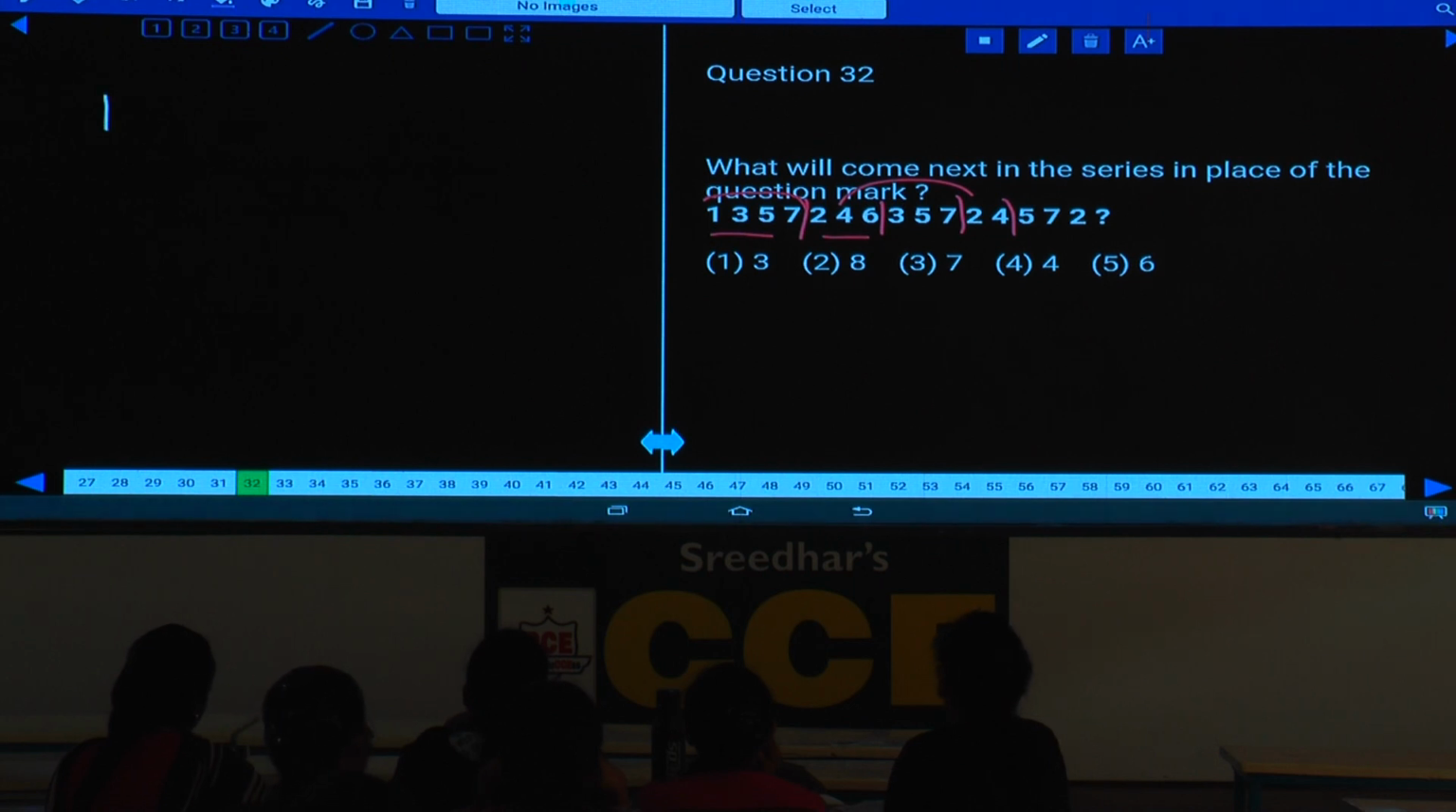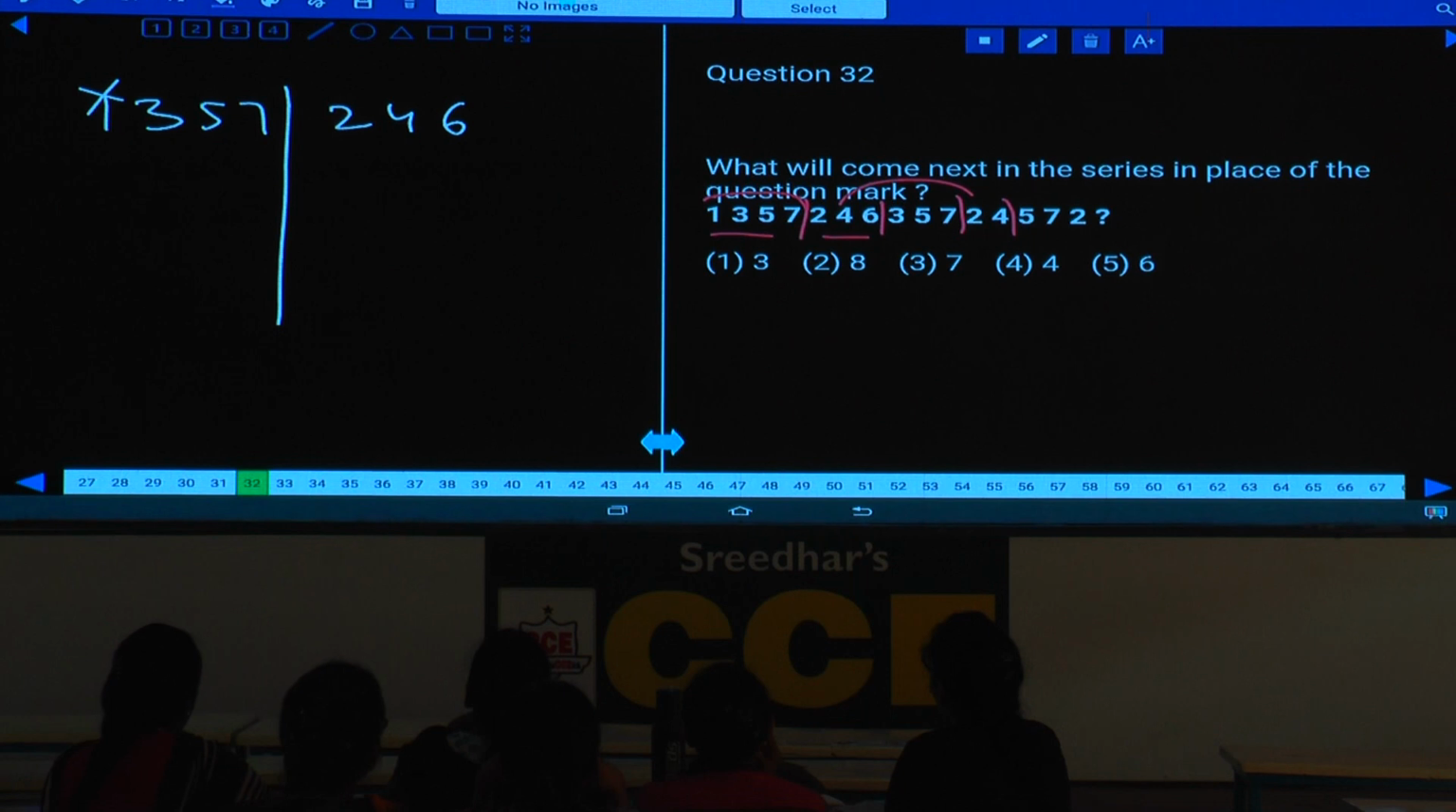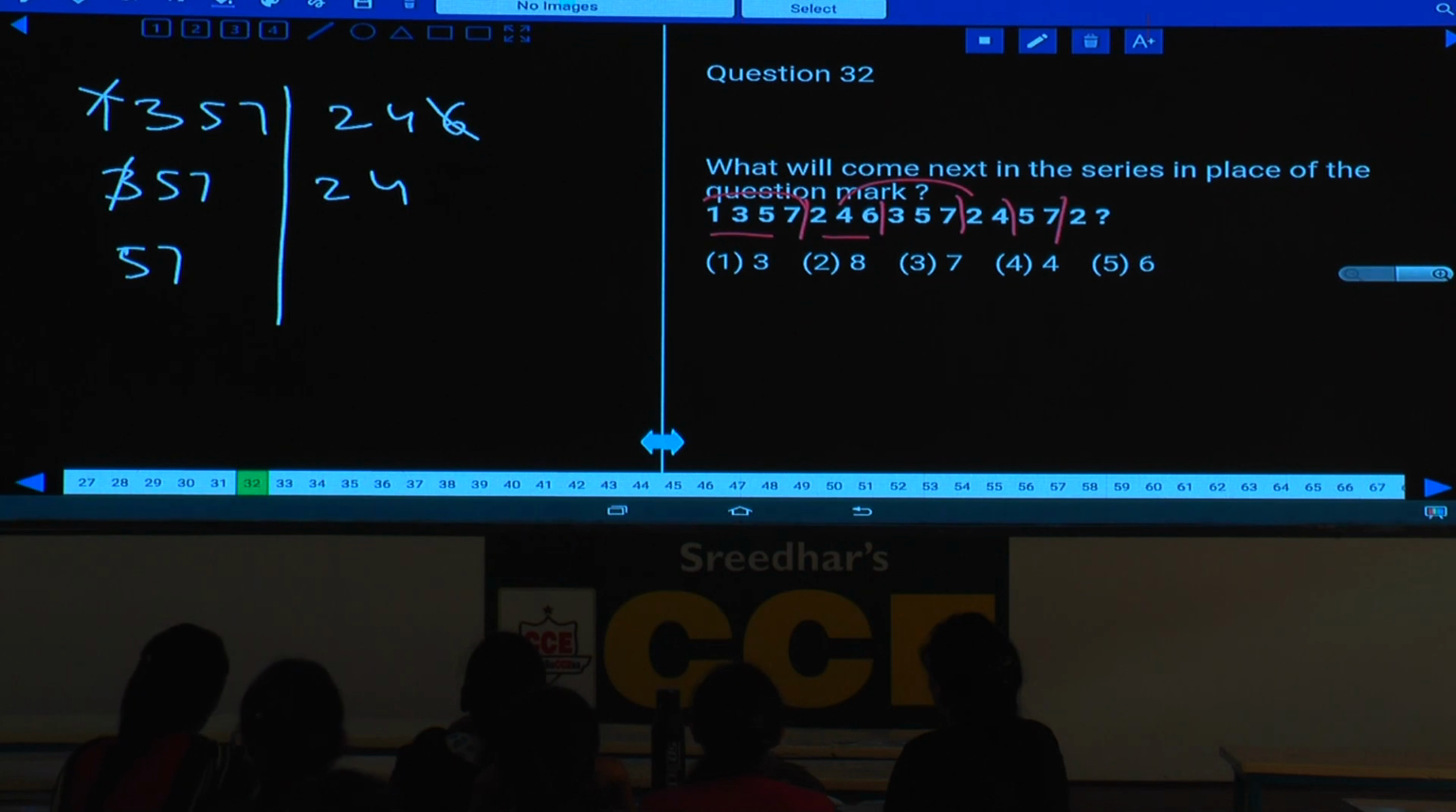Now, 1, 3, 5, 7 is the odd sequence and the next one, 2, 4, 6, is the even sequence. Among the odd numbers, the first one from the left hand side is deleted, this will be 3, 5, 7. And from the even numbers, the right hand side digit is deleted, that is 2, 4. The next one, left hand side 3 should be deleted, 5, 7. And from the right hand side, 4 is deleted, that will be 2.